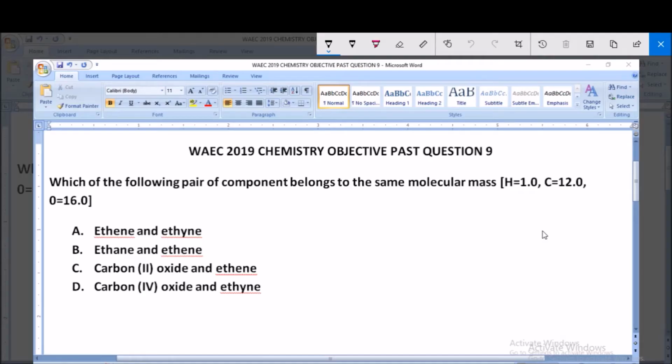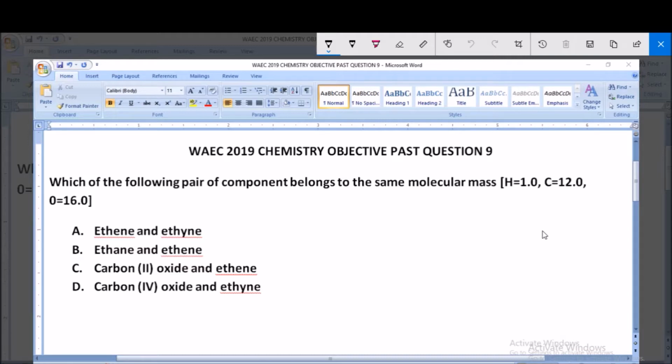Hello, I'm going to be answering WAEC 2019 chemistry objective past questions, and this is question 9. Which of the following pair of components belongs to the same molecular mass? A. Ethene and ethyne. B. Ethane and ethene. C. Carbon 2 oxide and ethene. D. Carbon 4 oxide and ethyne.